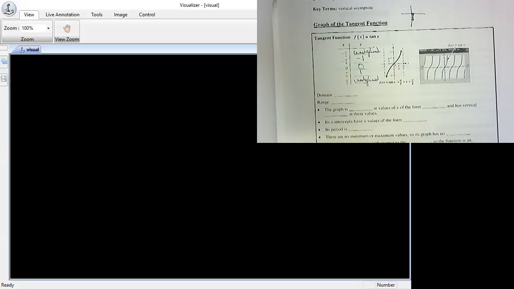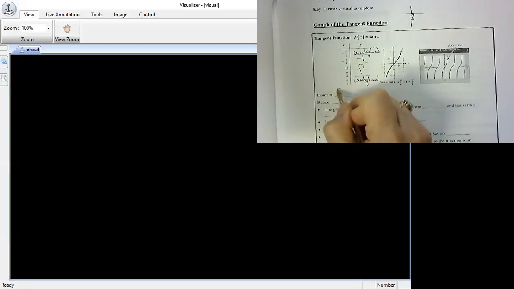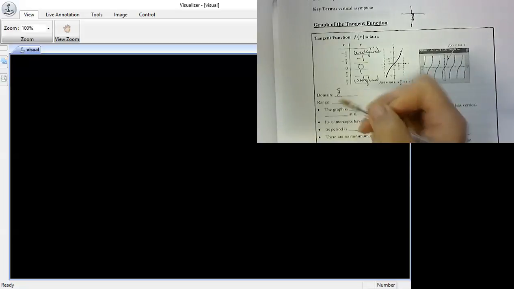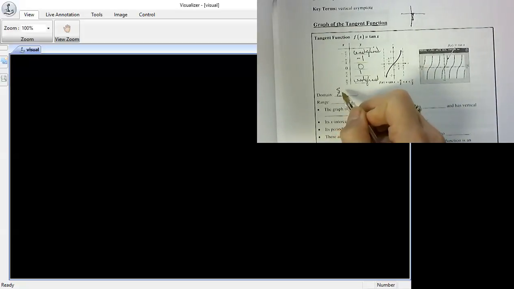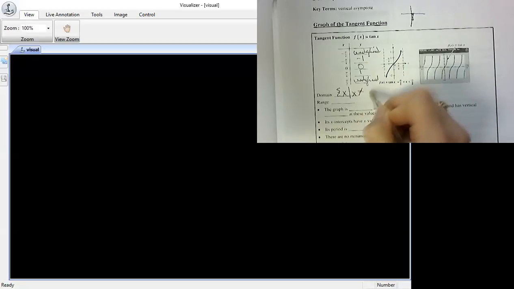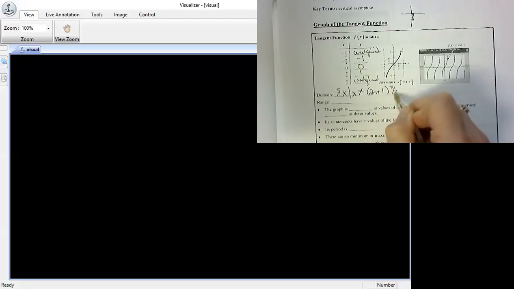Now, as far as your domain, it's kind of confusing the way that it's written. I'm just going to tell it to you. You're not responsible for being able to regurgitate this. But it simply means in set notation form, we would want the set of all x's such that x cannot equal any multiple of 2n plus 1 times pi over 2. In other words, we're explaining how you figure out where all those vertical asymptotes are.